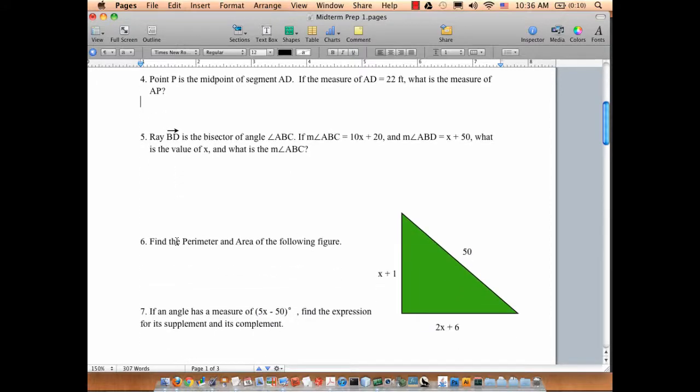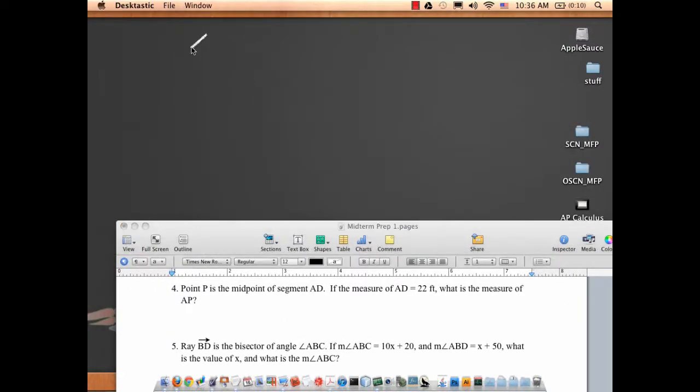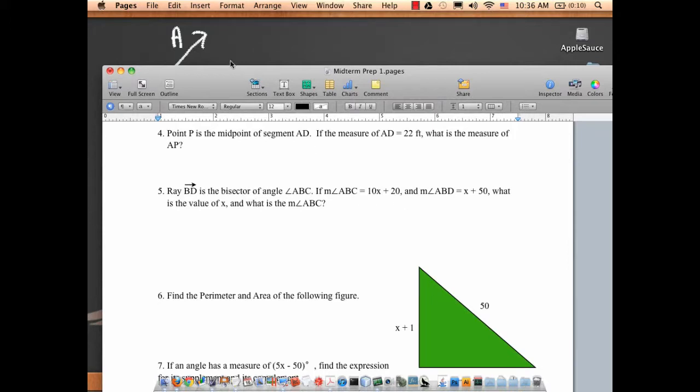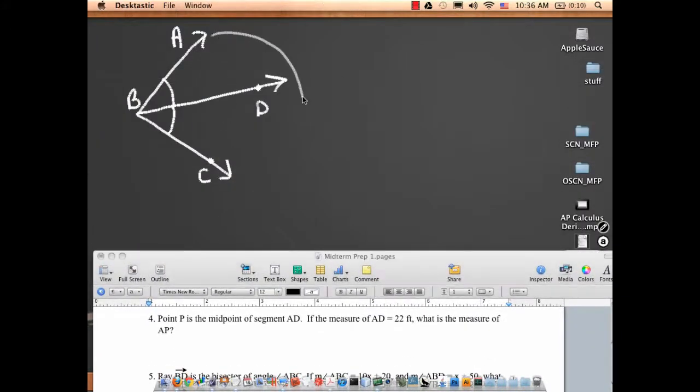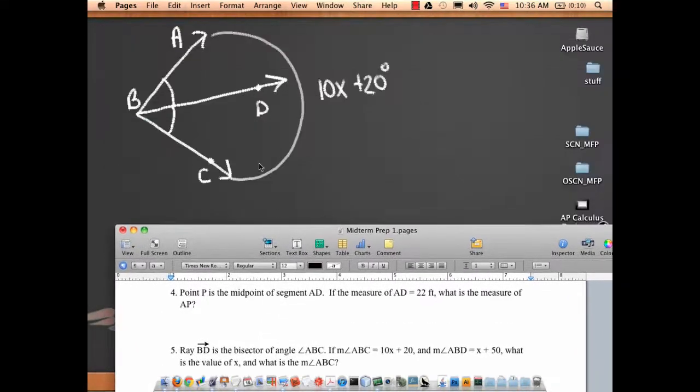Ray BD is the bisector of angle ABC. So here's angle ABC. And ray BD is the bisector. And that means what? Right down the middle. So this is congruent to that. What do I know? I know that ABC is 10x plus 20. So the whole angle here is 10x plus 20 degrees. And I know that ABD is x plus 50.